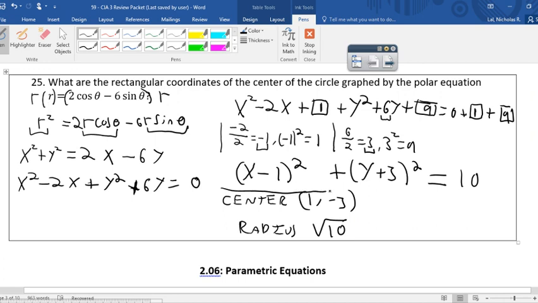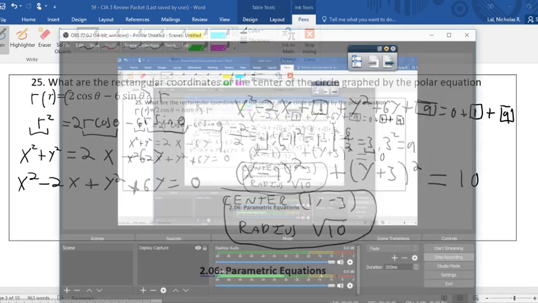All right. That's all the polar section of the Common Assessment Review packet. Question? Yes. Can you do 76? All right.